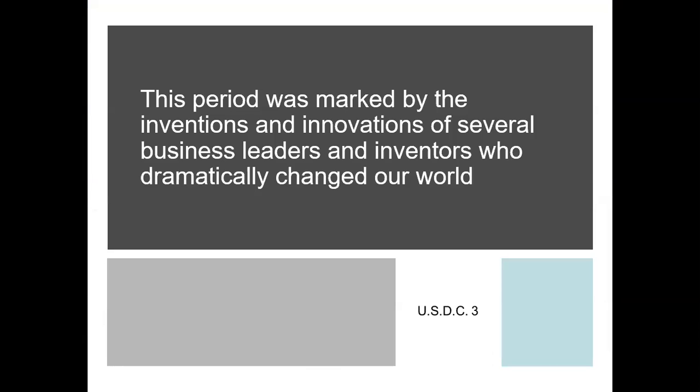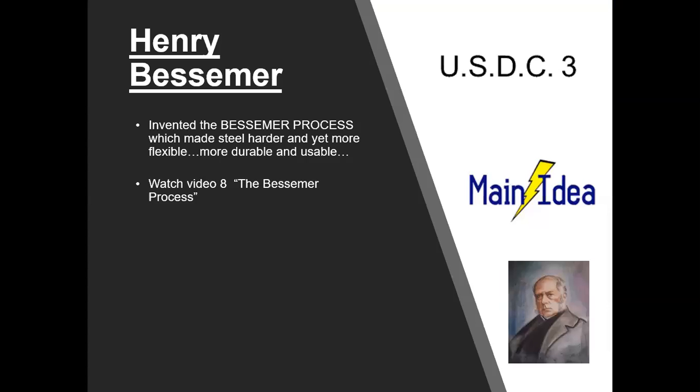It's very, very interesting. The first one was Henry Bessemer, and you need to know him. It says main idea there. You need to know who Henry Bessemer was. He invented the Bessemer process, which made steel harder and yet more flexible. It made steel much more durable, much more usable. So this allowed bigger bridges to be built, taller buildings. It improved everything in terms of buildings and construction. I want you to watch video number 8 on the Bessemer process. Video 8, pause here.